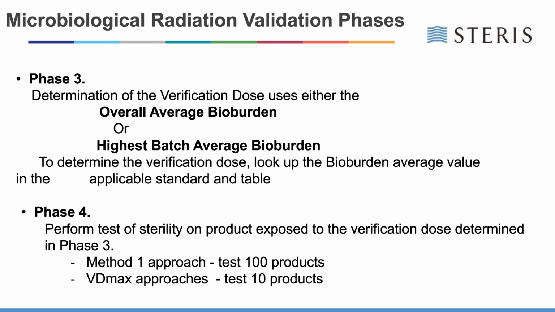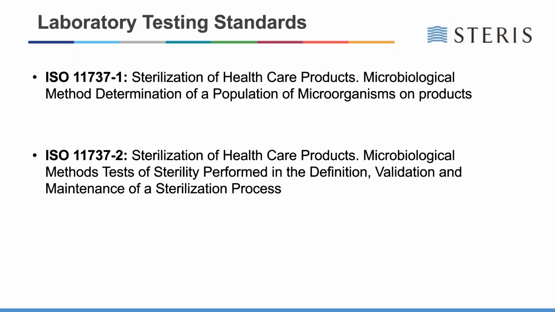In phase 3, we have a determination of the verification dose, using either the overall average bioburden determined in phase 2 or the highest batch average bioburden from the 3 batches tested. To determine the verification dose, we'll look up in the appropriate standard on the table associated with the method we're following. In phase 4, we're going to perform tests of sterility on the product. For Method 1 approaches, we're testing 100 products. In the VDmax approaches, 10 products are being tested. That rounds out the phase validations.